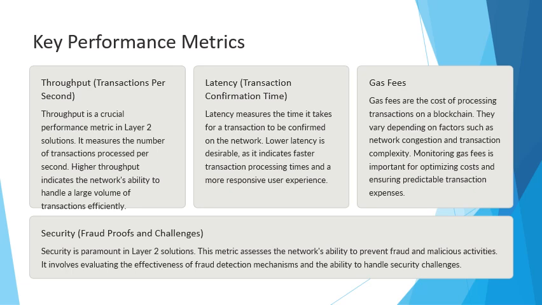Here are some key performance metrics. So throughput, which is transactions per second. So throughput is a crucial performance metric in layer 2 solutions. It measures the number of transactions processed per second. Higher throughput indicates the network's ability to handle a large volume of transactions efficiently.